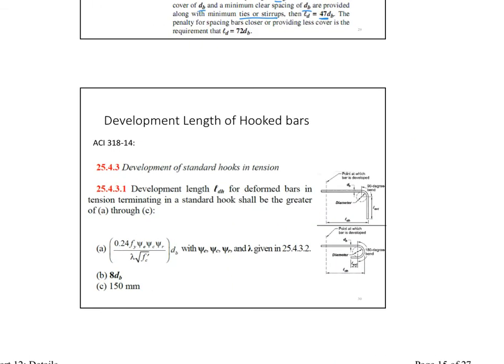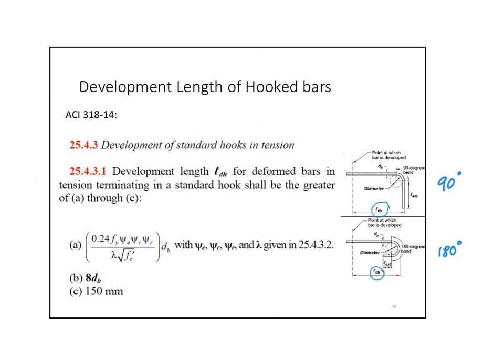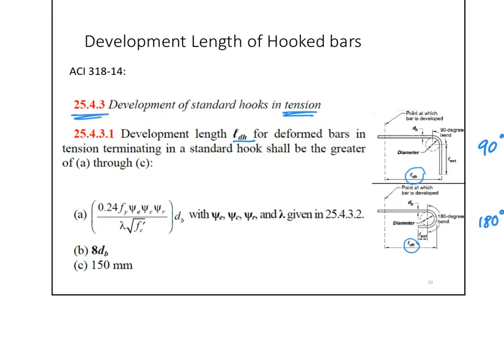Now, instead of looking at straight bars, we're going to start looking at hooked bars. Hooked bars are either 90 degrees or 180 degrees. The development length for a hooked bar is not called LD, it's called LDH. We get LDH from this provision, in tension, and it is the larger of those 3 values. So every time I do it, I have to compare those 3 values together.